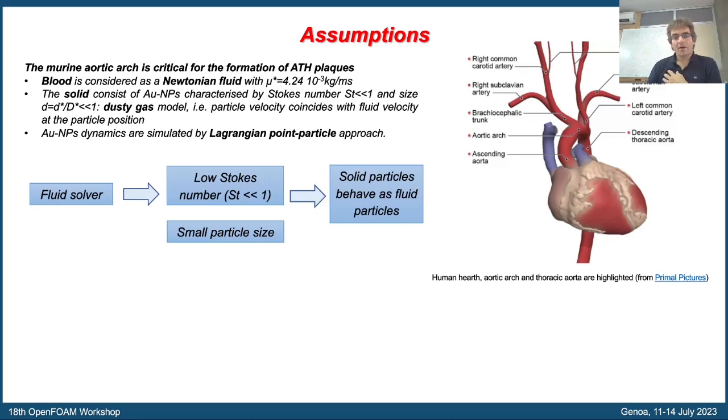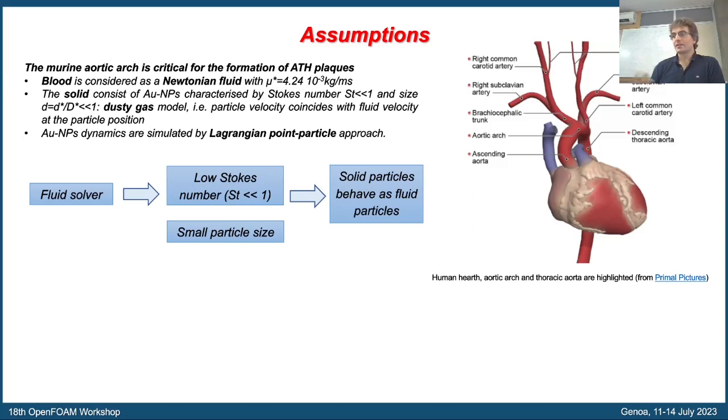Then we have assumed that blood is a Newtonian fluid, which is a good approximation for arteries, with a viscosity which is about 4 times larger than water. We have considered particles, since they are so small, as pointwise, so we have used a Lagrangian point particle approach to compute the trajectory of individual golden nanoparticles.